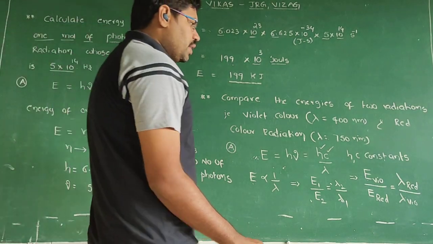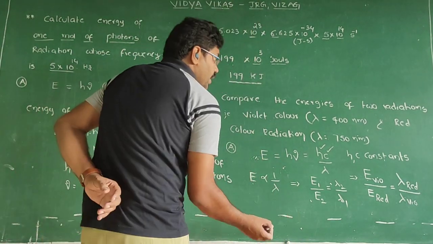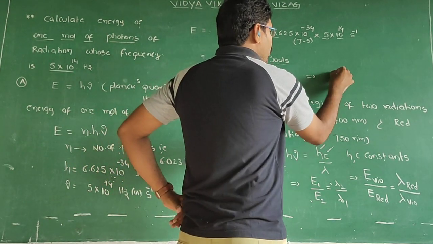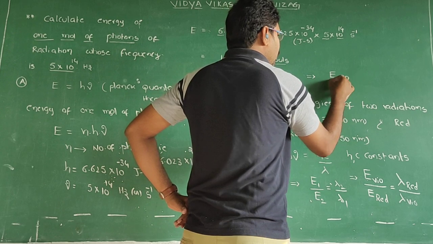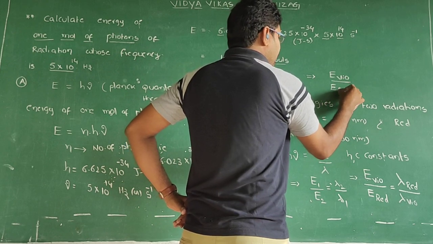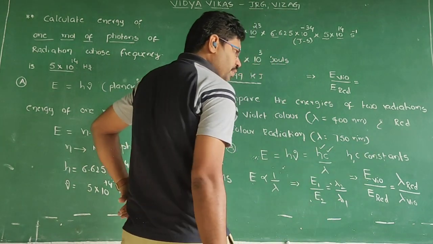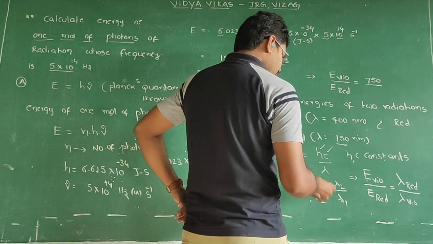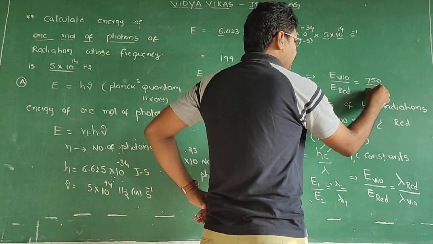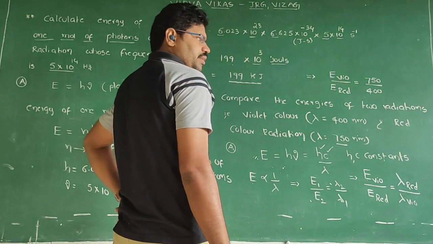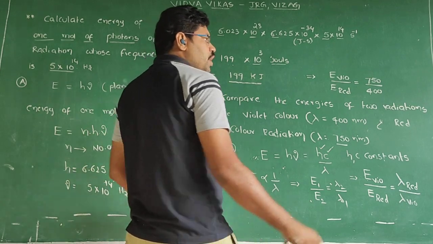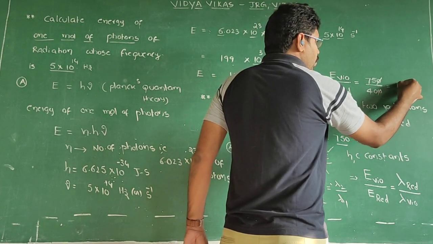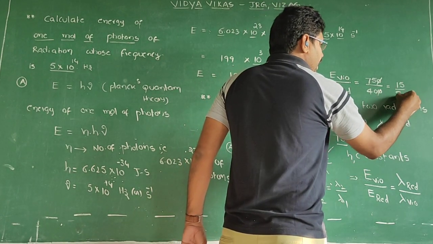Is it clear? So, the energy of violet color by the energy of red color radiation, dear students, is simply the wavelength of red color, I think 750, by the wavelength of violet color, 400. Is it clear? So I think 75 by 40. Is it right? So, simplified, 15 by 8.